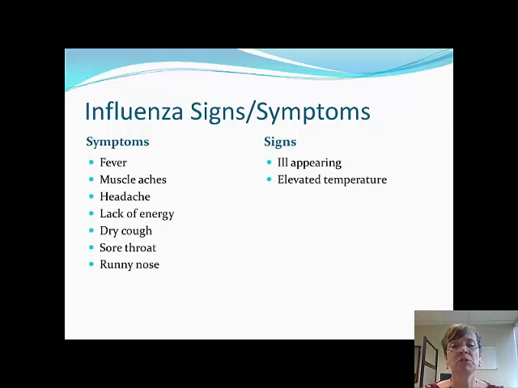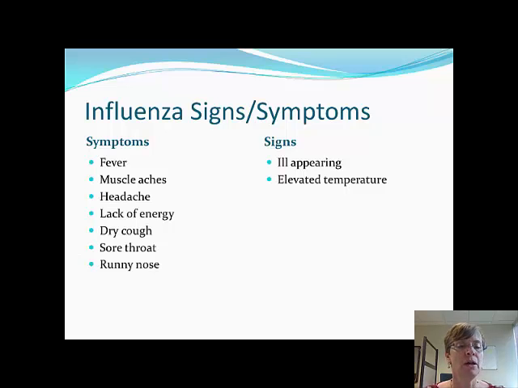The signs and symptoms of influenza. The symptoms are going to be more systemic, so they may have muscle aches and just a generalized lack of energy. Then some of the symptoms are going to be more upper airway type of things, so cough, sore throat, runny nose. They may also have a headache and fever. So all those things coming together.